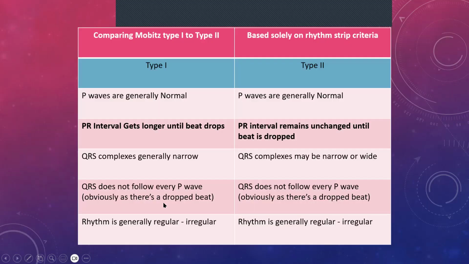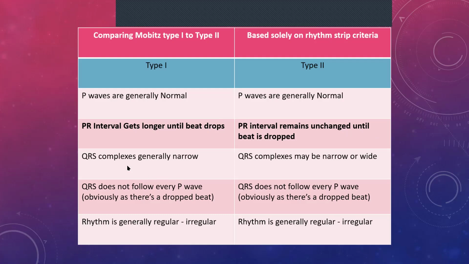Okay. So if we had to put it into a table, this is how we would compare the two. So this is based solely on rhythm strip. So type 1, your P waves are normal, and in type 2, your P waves are normal as well. In your type 1, your PR interval gets longer until the beat drops. And in type 2, your PR interval remains unchanged until the beat is dropped. So that's the major difference. That's why I've just highlighted it in bold over there.